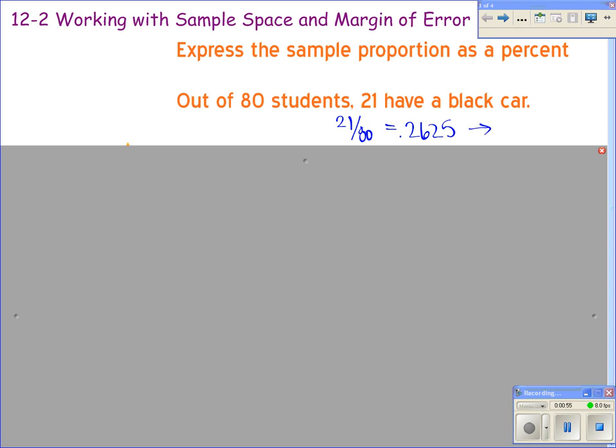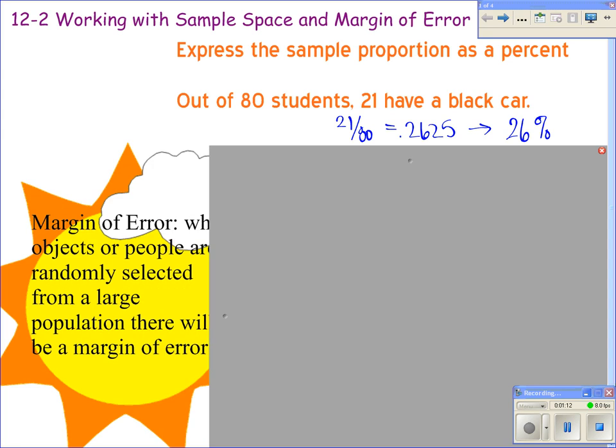Which is what percent? 26. Okay, and typically they're wanting you to just round to the nearest whole number, sometimes to the nearest tenth. But that would be saying that about 26% of those students at that school have a black car.